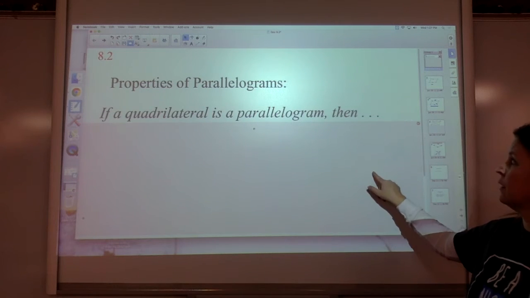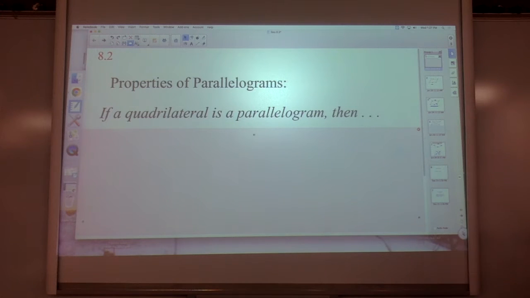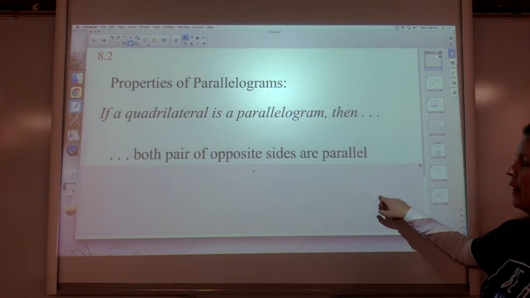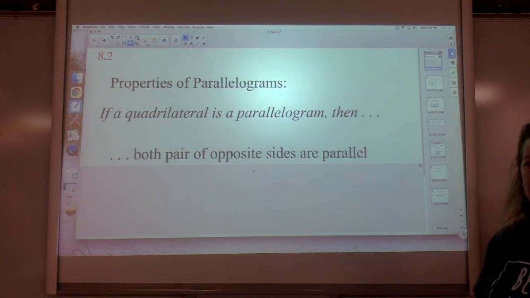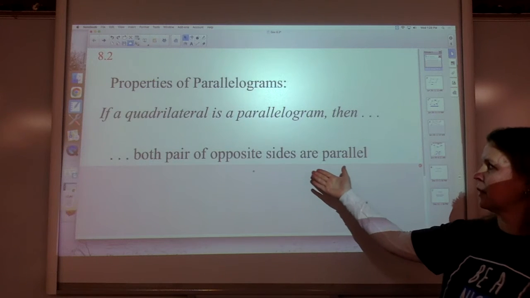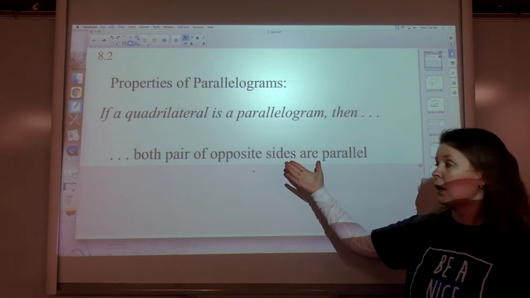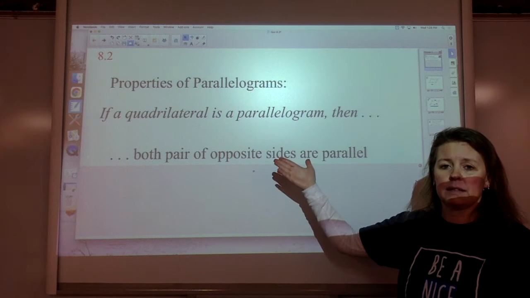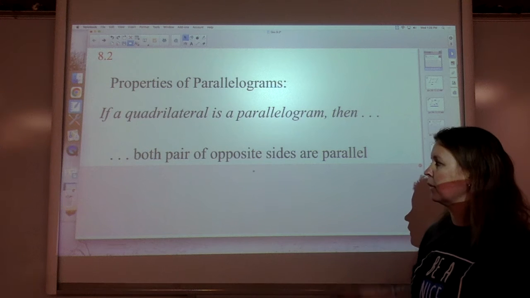If a quadrilateral is a parallelogram, then, and as you can see, that is going to be a conditional statement like we worked in the first semester, chapter 2. If a quadrilateral is a parallelogram, then what's true about it? So first it has to be identified as a parallelogram. Then you would know that both pair of opposite sides are parallel. Pretty much that is the definition of a parallelogram. But because it's the definition of it, it still becomes one of its properties.